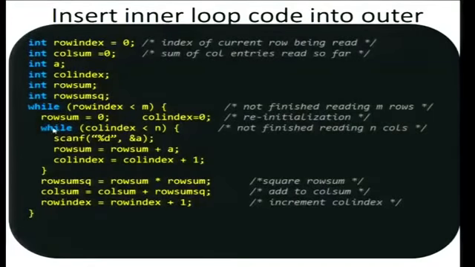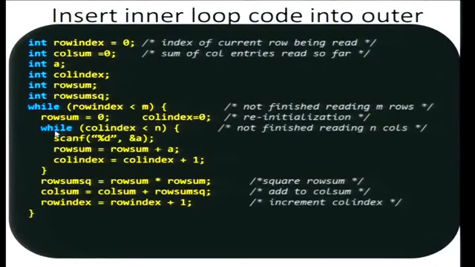So here is how we put these two loops together. We have a while loop inside a while loop. Remember that this was the previous loop that we had written. So this was the inner loop that we had written, where at the end of the inner loop you have the row sum squared, right?